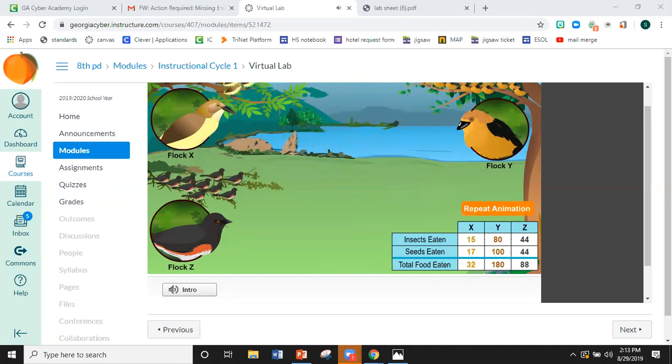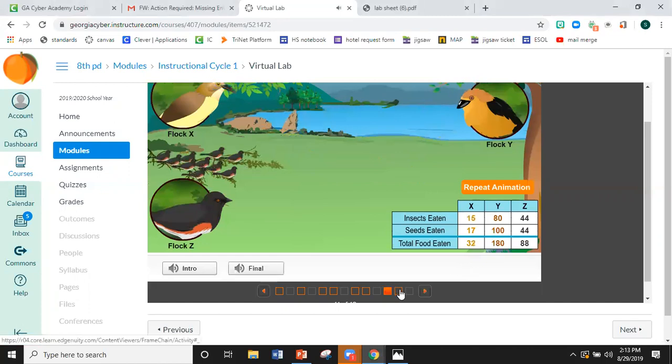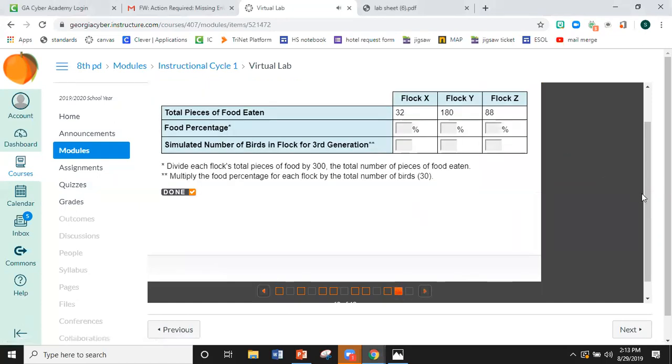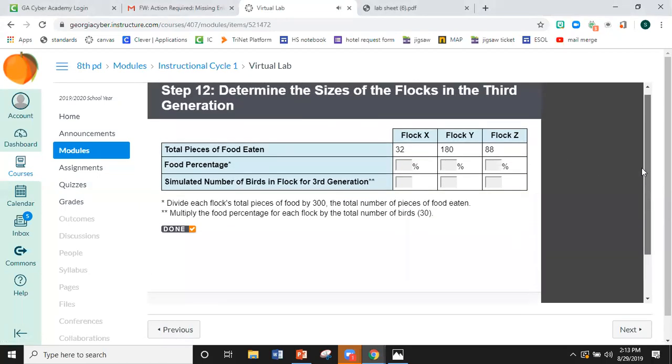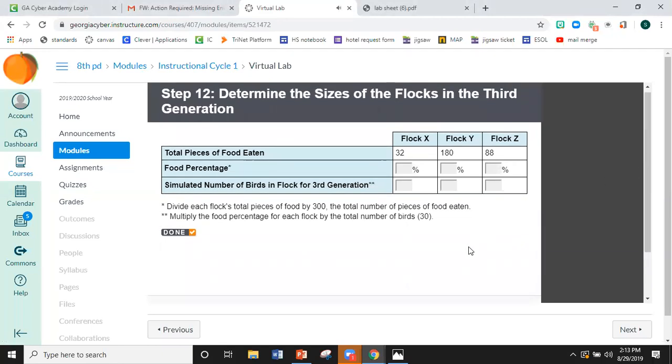Now that the feeding period has ended, record each food type eaten by each flock in your data table. Then click Next to analyze the data one last time. Compute percentages based on the food eaten, and multiply each percentage by the number of birds, 30, to get the number of birds in the third generation.